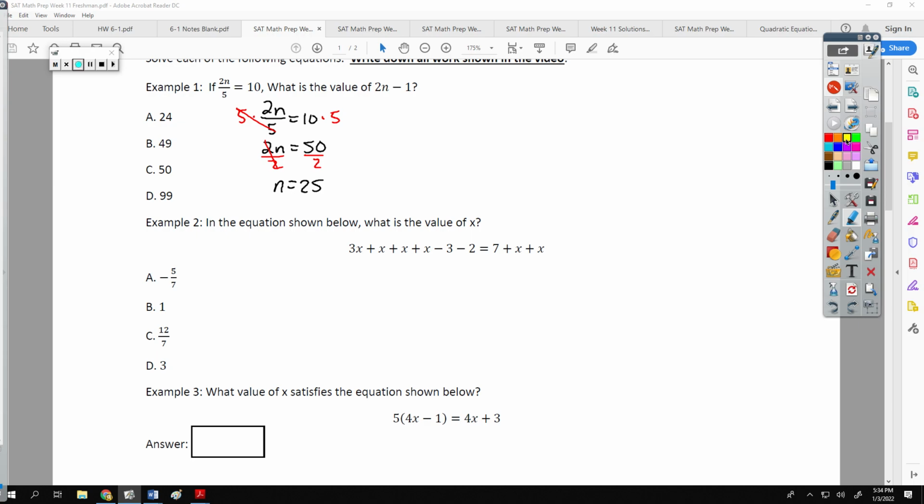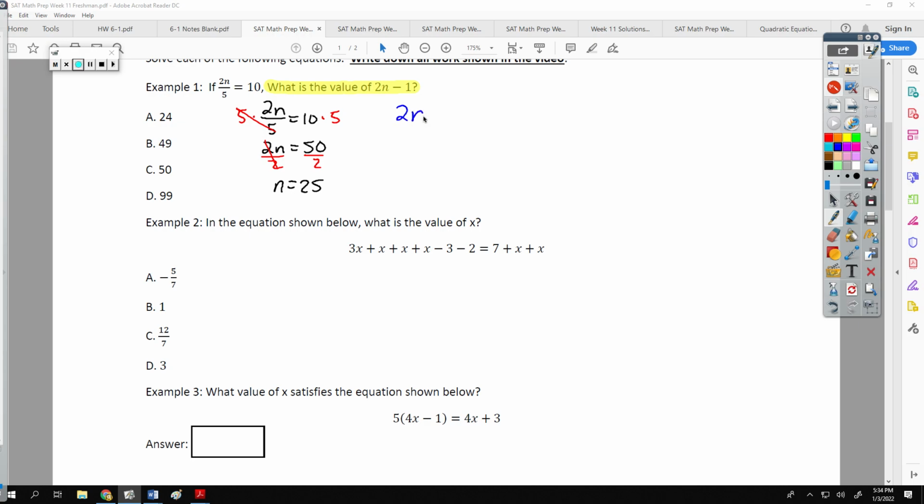Now here's the one major place that they can get us on these, because everybody knows how to solve a linear equation. The problem is going to be, do you go back and read the question? The question asks, what is the value of 2n minus 1? So we know for a fact that 25 is not a correct answer. So if 25 were one of our answer choices, we could cross that out, and that would be an example of one we could eliminate as being the correct answer.